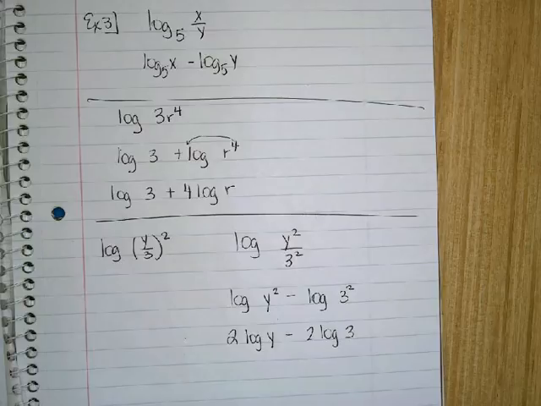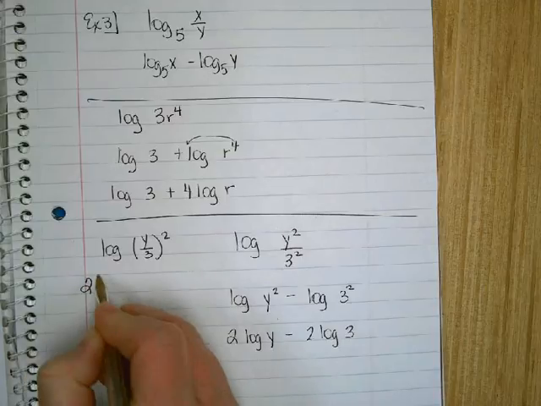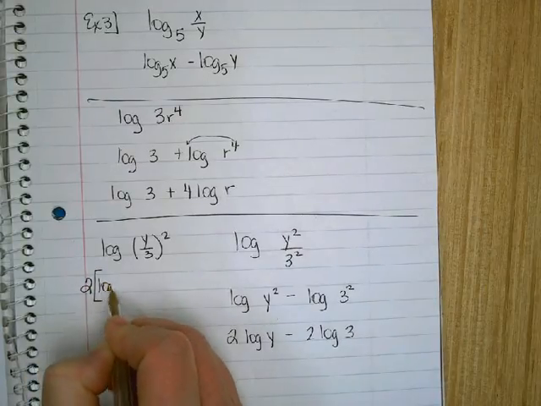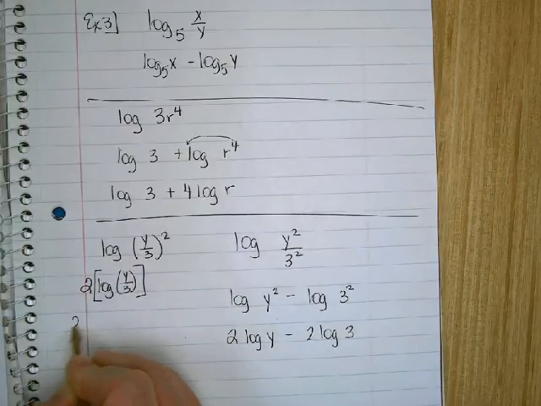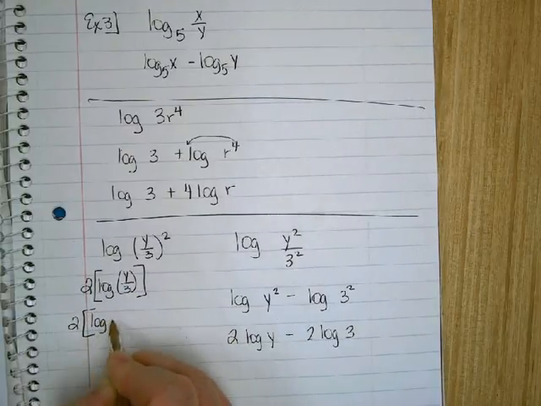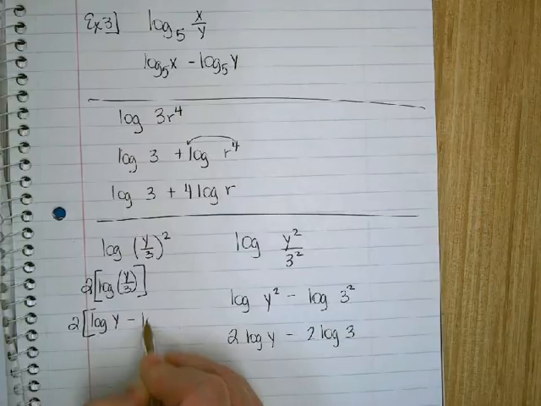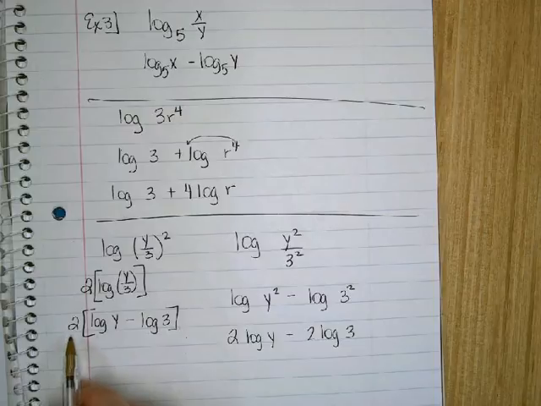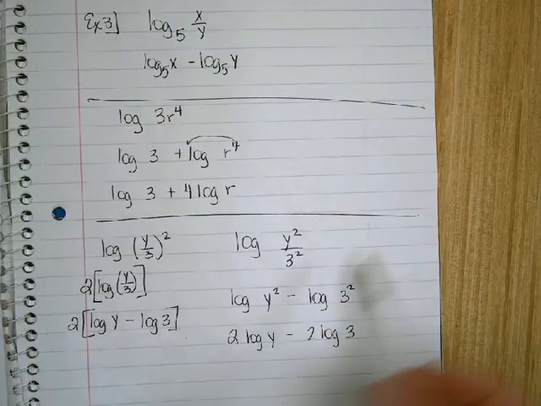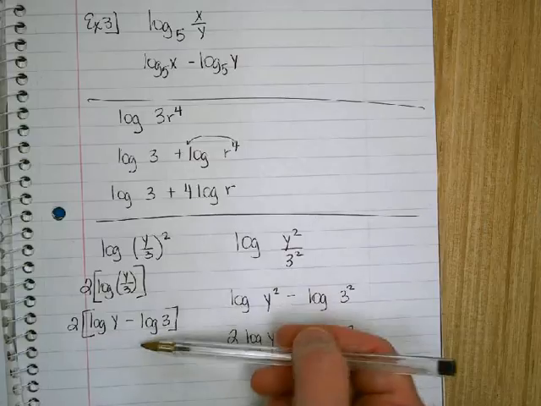If you worked it as 1, then you would do 2 times log of y over 3, 2 times log y minus log 3. And with it in brackets, then you're telling us that it needs to be distributed, that it affects both of them. Doesn't matter to me if you use this one or this one. They're ultimately the same.